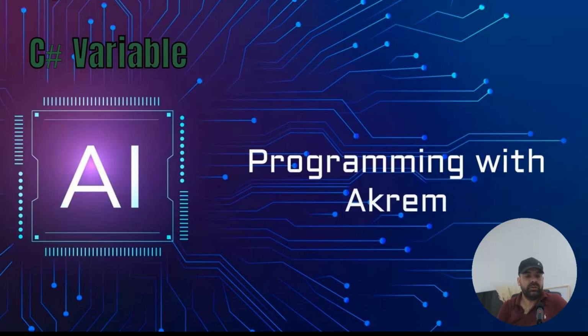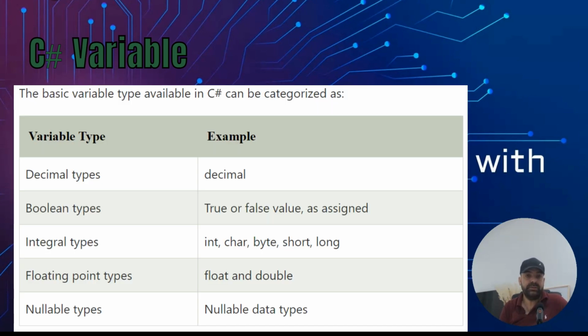Now we will talk about C# variables. A variable is the name of a memory location. It is used to store data. Its value can be changed and it can be reassigned many times. It is a way to represent a memory location through a symbol so that it can be easily identified.